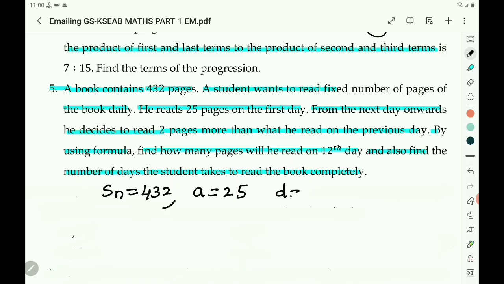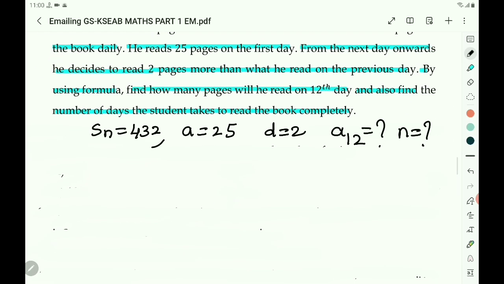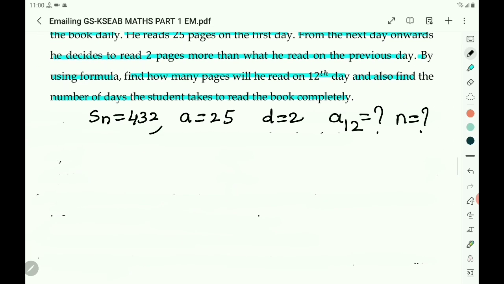D equals 2. Here, what do you have to find out? We have to find out A12 and the number of days taken to read the book completely, meaning n. Here A12 and n equal question mark. You write A12 equals question mark and n equals question mark. Then you write the formula for Sn. Sn equals, here A and D are given.